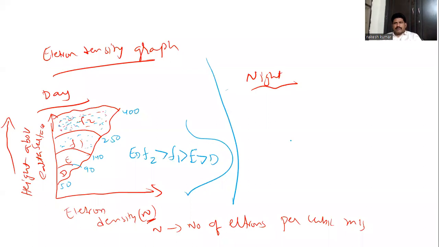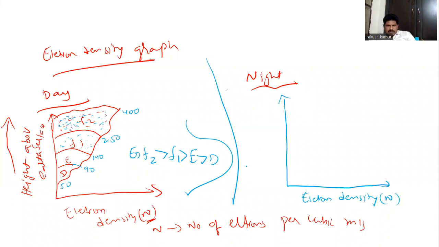Now let us come to the night. I have already told that due to rotation of the earth, in the initial morning time, in daytime, the ionosphere consists of 4 layers, but in night time we will have only 2 layers. So draw the diagram. On the x-axis, we have electron density. On the y-axis is height above the surface.